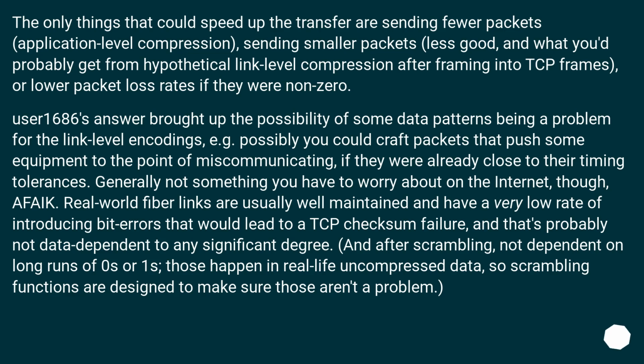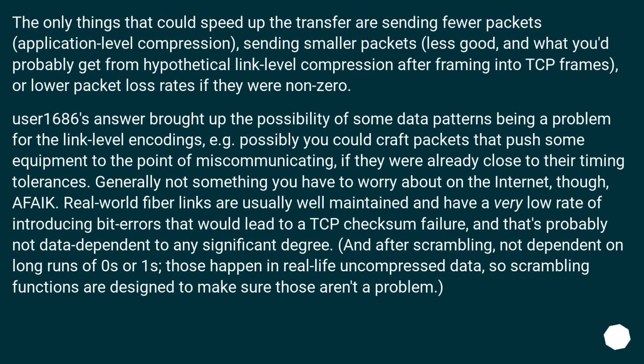The only things that could speed up the transfer are sending fewer packets, application-level compression, sending smaller packets, less good, and what you'd probably get from hypothetical link-level compression after framing into TCP frames, or lower packet loss rates if they were non-zero.